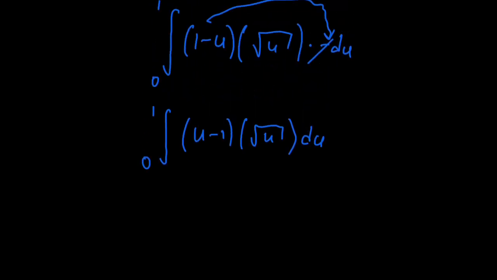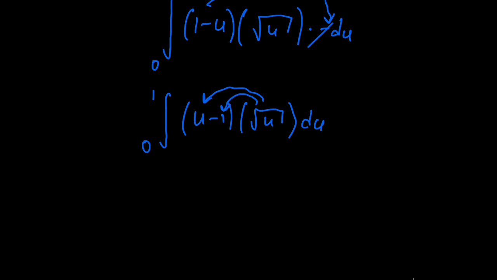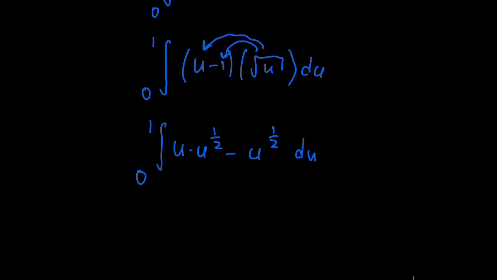Great. Now, it seems like we haven't gotten anywhere, but we have. What we can now do is we can distribute this square root term across both these values. So we get integral from 1 to 0 of u times u to the 1/2 minus u to the 1/2, right? All I've done is convert this into algebraic form, du.